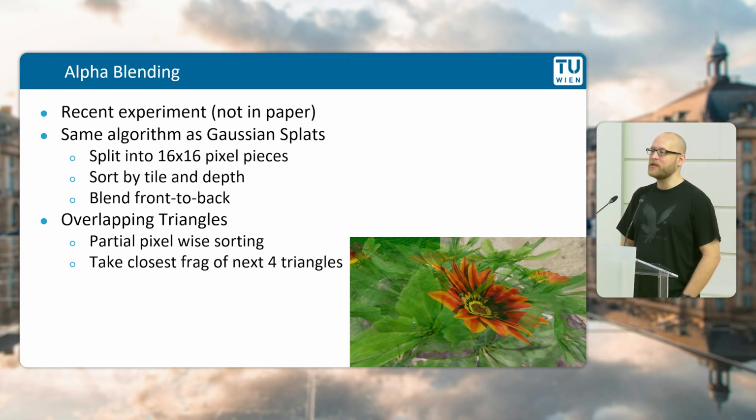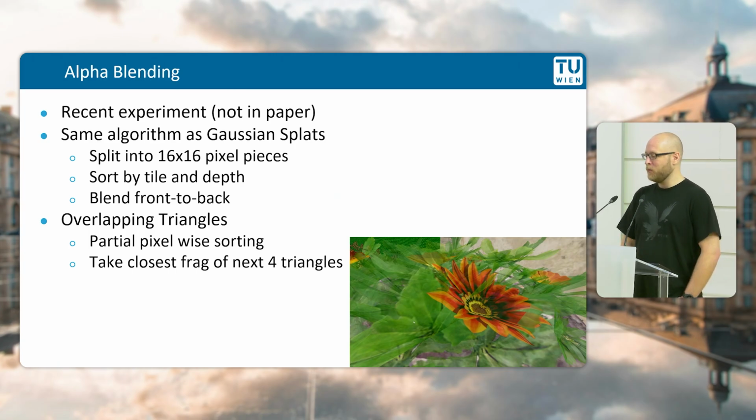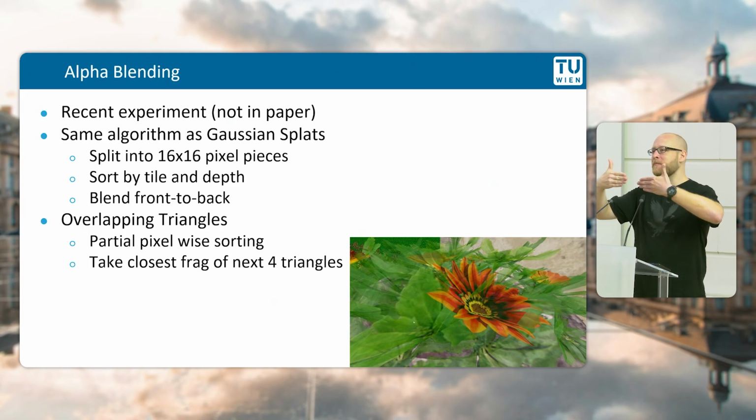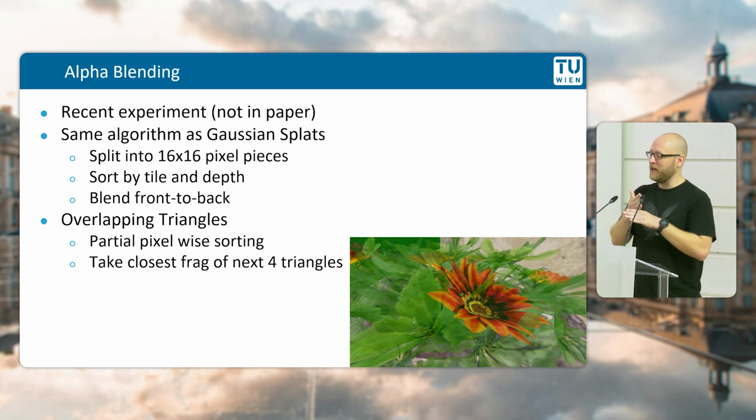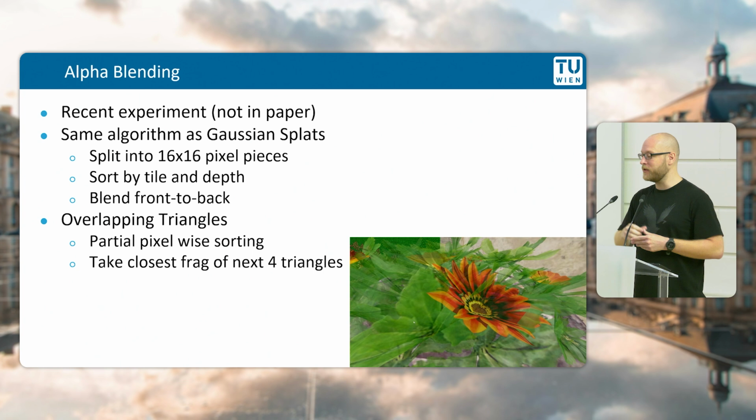Another thing that we tried just recently, about 2 weeks ago, so it's not in the paper, is to do alpha blending, because every good real-time rasterizer also needs alpha blending. And for this, we simply implemented pretty much the same approach as Gaussian splatting. We split translucent triangles into pieces of 16 times 16 pixels, sort them by tile and depth, and then blend them together front to back. One of the issues here is that with the original Gaussian splatting, the splats were screen-facing, but with triangles, they might overlap. And to resolve these overlaps, to get the right order of the blending, we also need to do some pixel-wise sorting in addition to this tile-wise sorting.